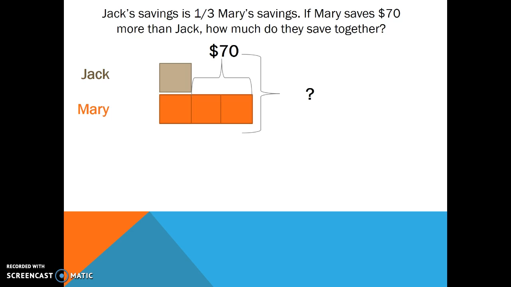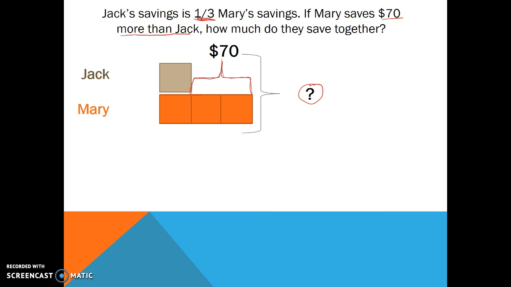So Jack's savings is 1/3 of Mary's savings. If Mary saves $70 more than Jack, how much do they save together? So this word problem you need to read pretty carefully. So let's just talk through how we set up our bar model first. Jack's savings is 1/3 Mary's savings. So that means I gave Jack 1 unit, I gave Mary 3. If Mary saves $70 more than Jack, that means these 2 units right here that she has more than Jack equals my $70. How much do they save together?